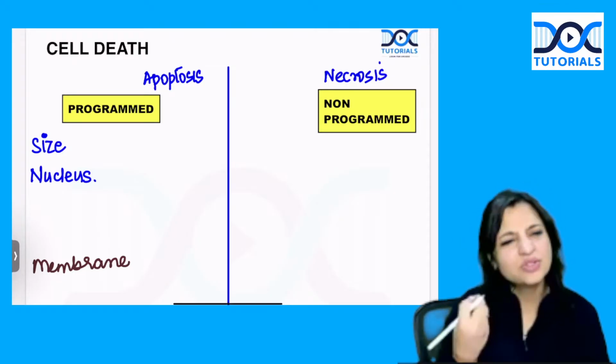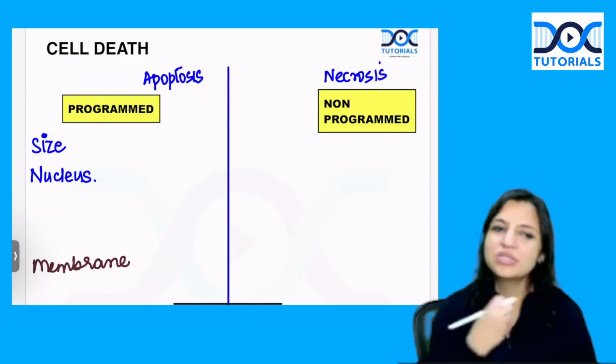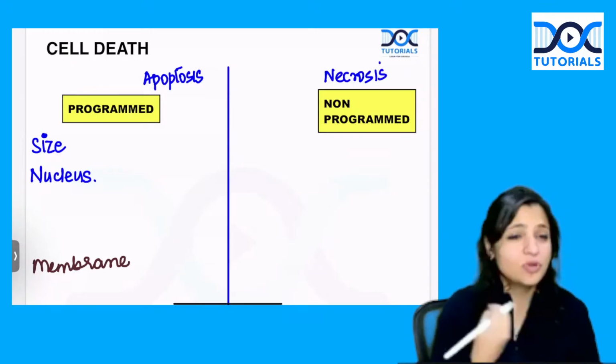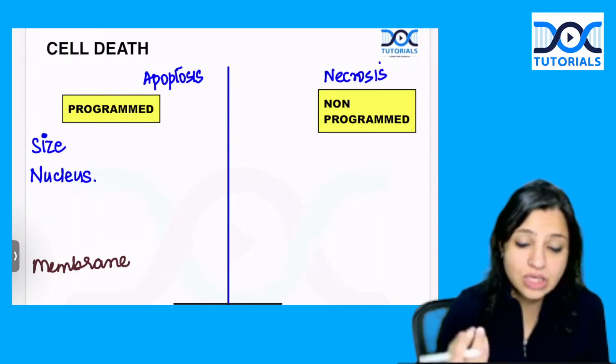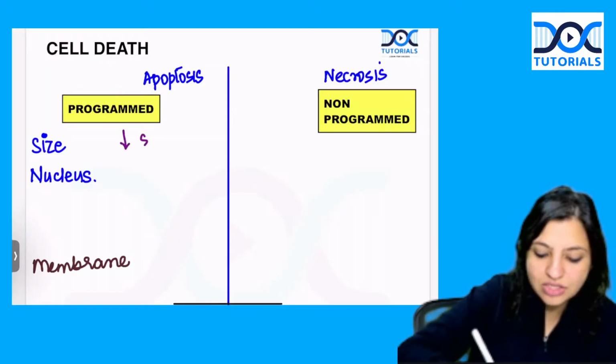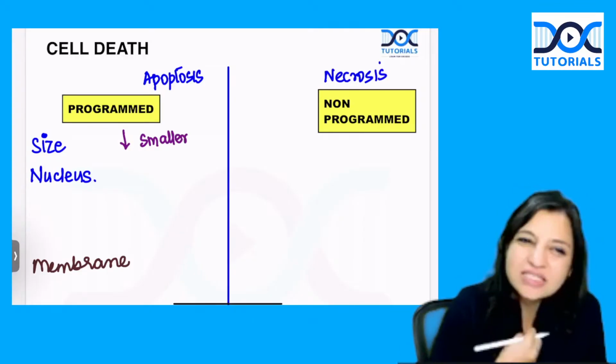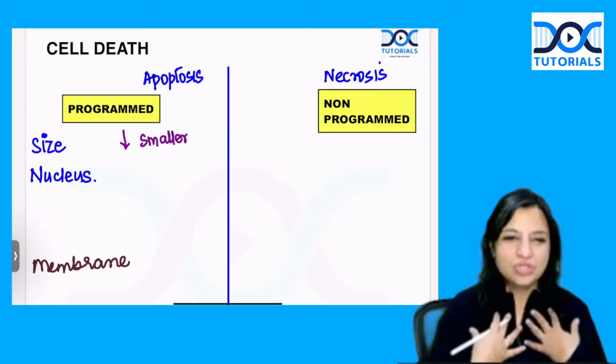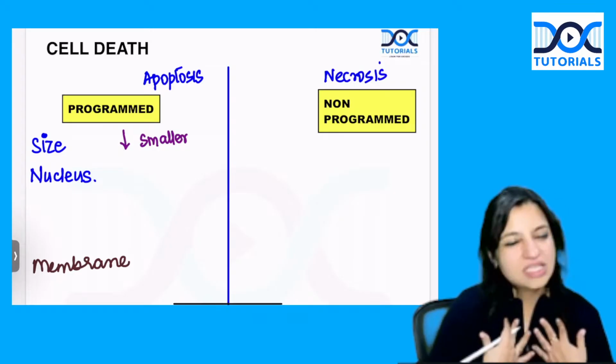So why does the cell do suicide? Because it's very sad, it's very depressed. Because it's very sad, it's not eating the food. Because it's not eating the food, its size becomes smaller. Now, why does it become sad? Because uska dil toot jata hai. Okay, so because its heart is broken, it's very sad.